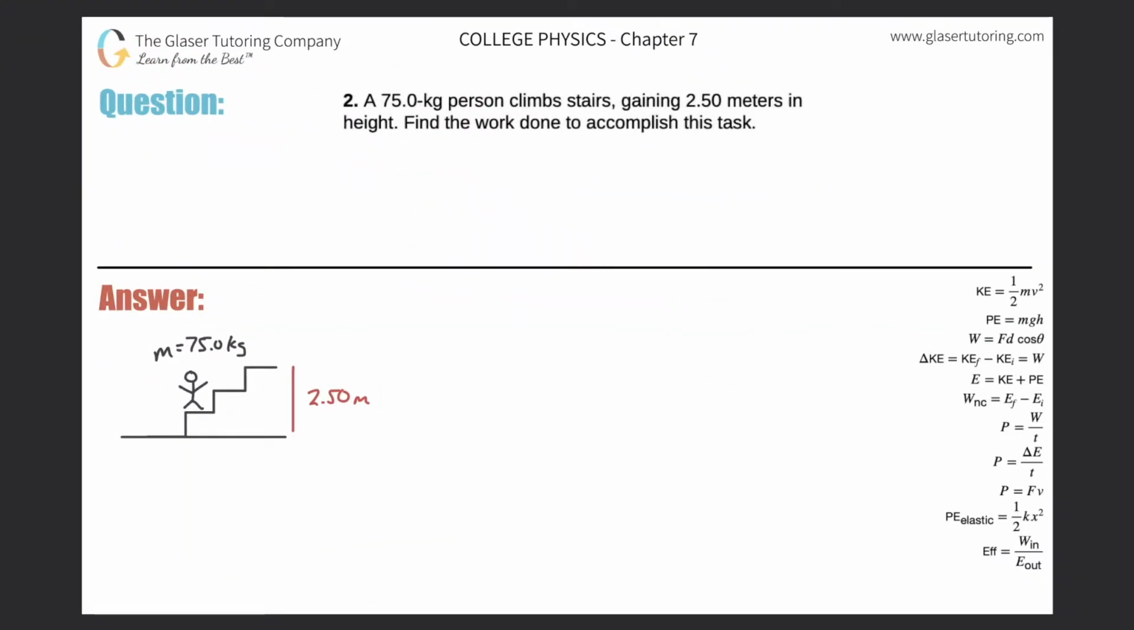Number 2, a 75 kilogram person climbs stairs, gaining 2.5 meters in height. Find the work done to accomplish this task. Okay, so we have a change in height, or aka a distance, that this person is moving. And if you notice, this distance here is in the pure y direction.